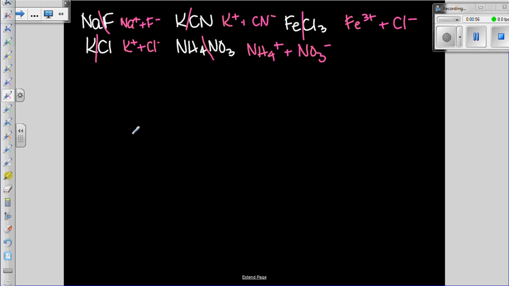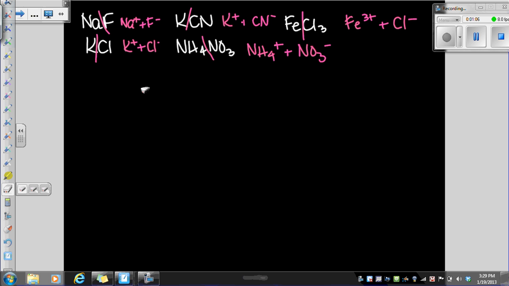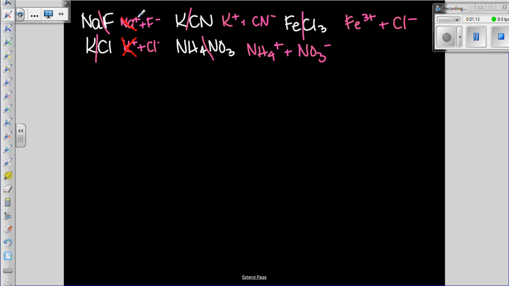Okay, so if we think about our rules before, alkali metals don't have protons to donate, and they will also not accept protons, so they have no acid-base properties in water. So any alkali metals are out. Oops, that's not an alkali metal. So these are not going to contribute.